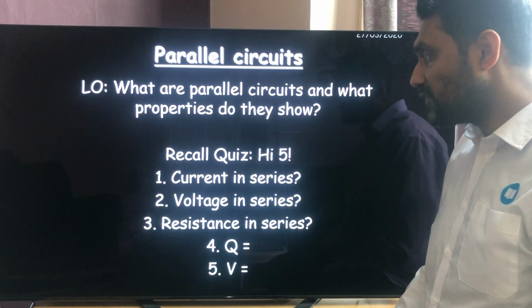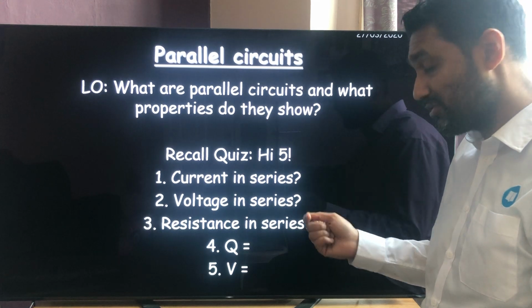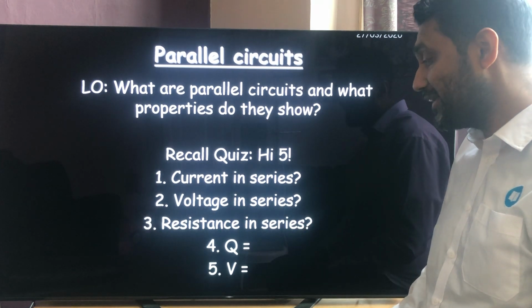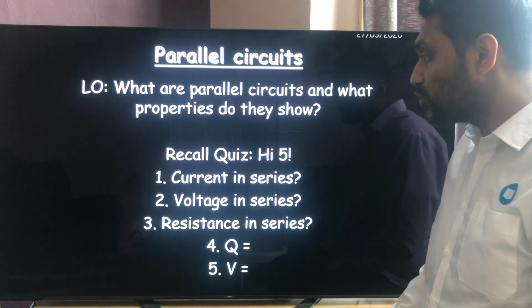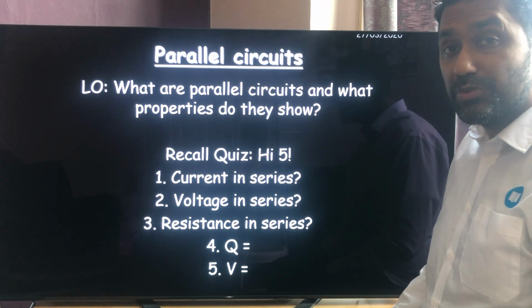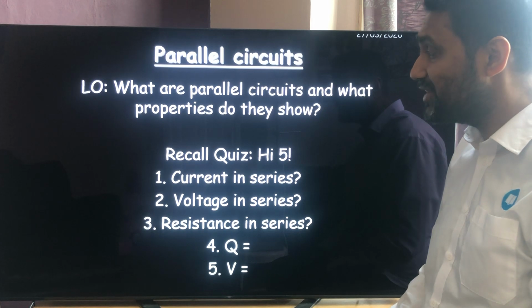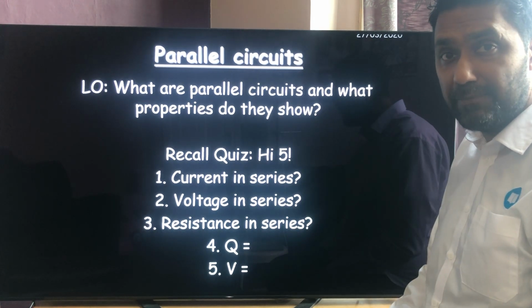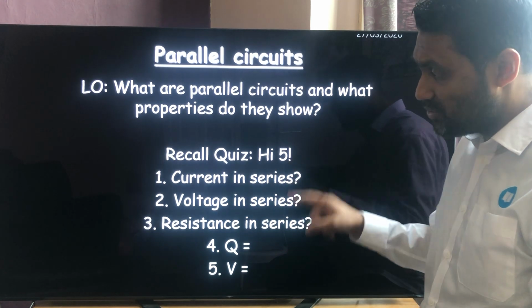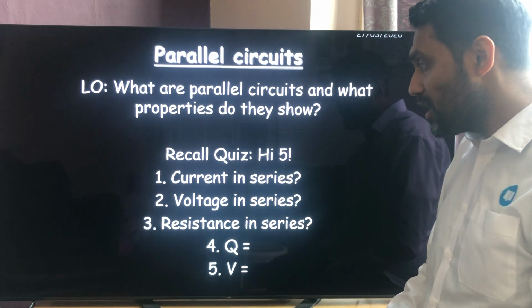If you press pause, have a quick go, check your answers, make sure you got them right or as best you can. I'm going to go through the answers now. First one, current in series. The conclusion we drew from the last video: current in series is the same at every point around a series circuit. So if it's 2 amps there, it'll be 2 amps there, 2 amps there, all the way around.